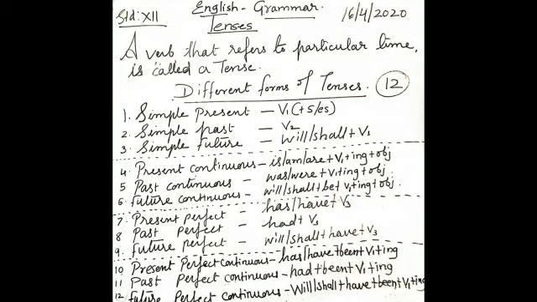Dear students, please note that in simple present tense, the third person singular always carries s or es after the verb. I'll repeat once again. In simple present tense, the third person singular always carries s or es after the verb. This is present tense. Let me explain past tense.